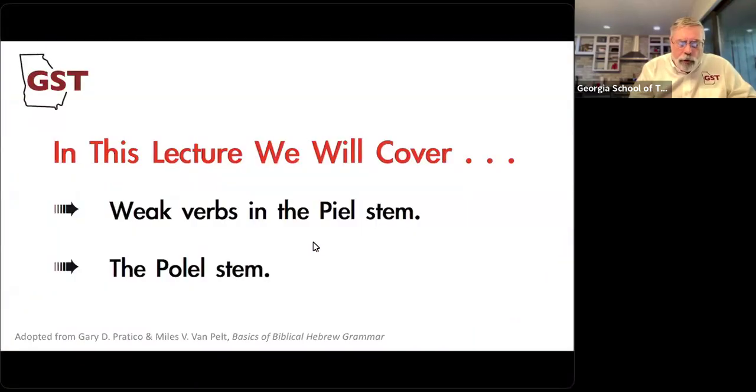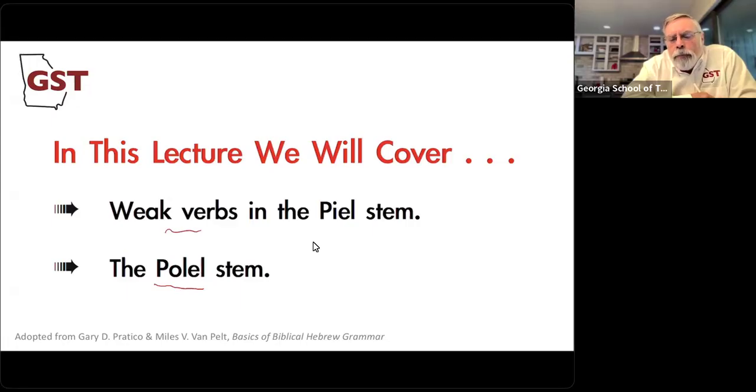So we're going to look at the weak verbs, right? That's with the gutturals, and then we're also going to look at something called the polel. So if you remember when we started verbs, we said there are seven major verbal stems, right? The qal stem, the niphal, the piel, the pual, the hiphil, hophal, and the hithpael. Those are the seven major, right? I think I did it right. But there are some minor stems that we're really not going to get much into. I don't remember how many there are. We are going to get just an introduction to three of them.